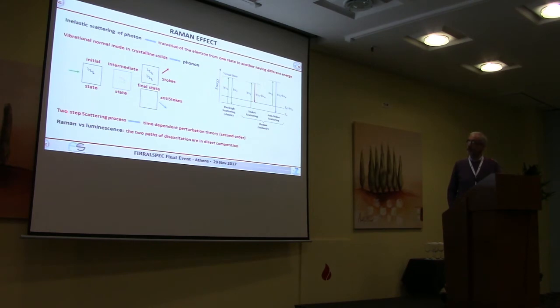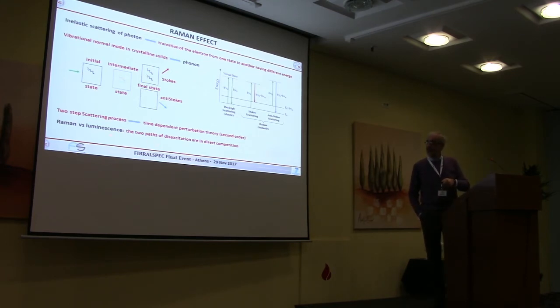From the point of view of basic quantum mechanics, it's a two-step scattering process, which is quite a complicated calculation. But from our point of view, for the practical use of it, it's quite relevant that Raman and luminescence are two competing processes of this excitation, so you have to be careful when you are investigating highly photoluminescent material, because your Raman might be quite difficult to measure.